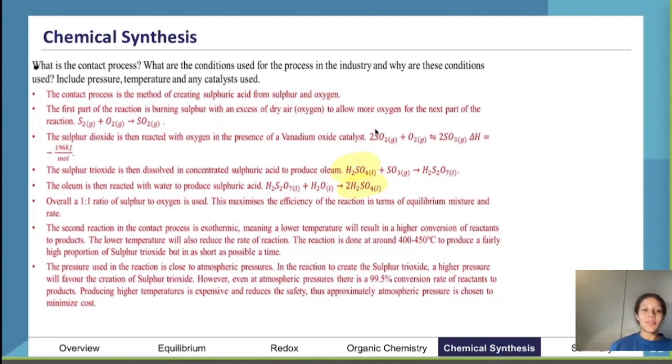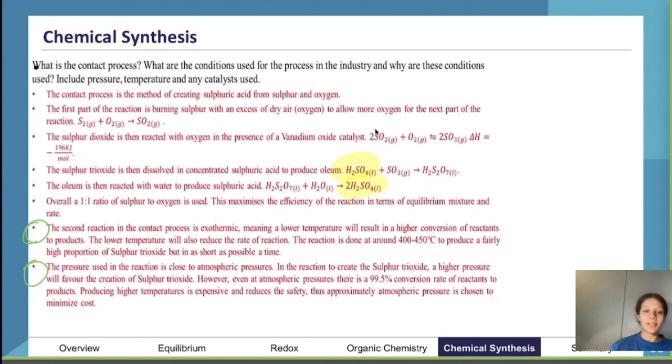So overall, we have a 1-to-1 ratio of oxygen, and this maximizes the efficiency of the reaction in terms of equilibrium mixture and rate. But the two main dot points in terms of conditions that I'd focus on would be these two here. The second reaction is exothermic, so a lower temperature will result in a higher conversion of reactants to products, except the lower temperature will also reduce the rate of reaction.